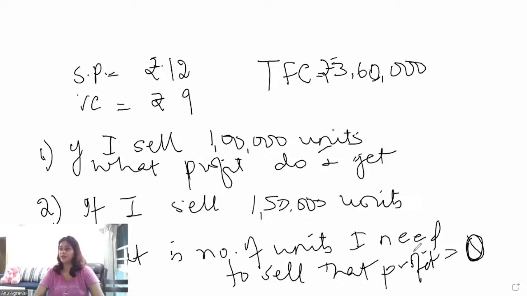Please tell me. If the selling price is 12, the variable cost is 9, and the total fixed cost is 3,60,000, I've given you 3 situations. Please tell me. You have the time, 10 seconds I'm giving you. Please tell me the answers.